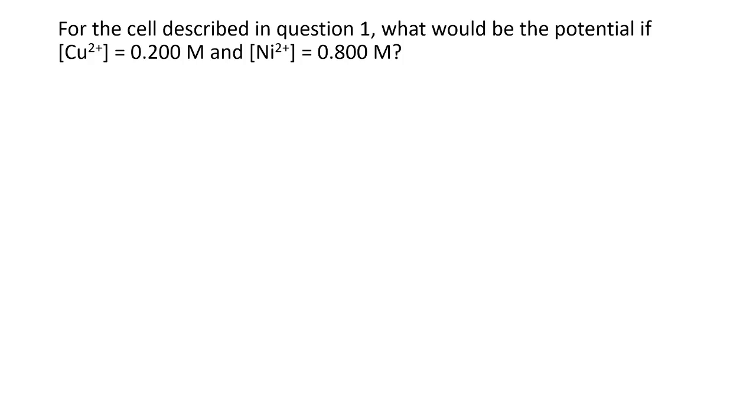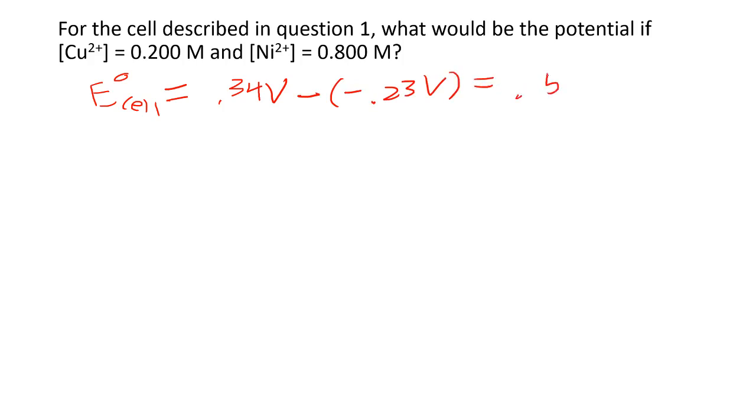This problem will actually let us practice both, because we need the standard cell potential to find our non-standard potential. Remember that E naught cell is just going to be E cathode minus E anode. If we look up the value for our cathode, we get 0.34 volts for the copper 2 plus to copper reaction. We're then going to subtract our anode, which is negative 0.23 volts. If I combine those, I get a standard potential of 0.57 volts.